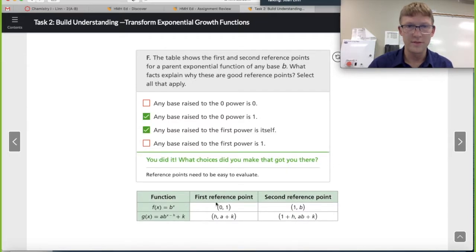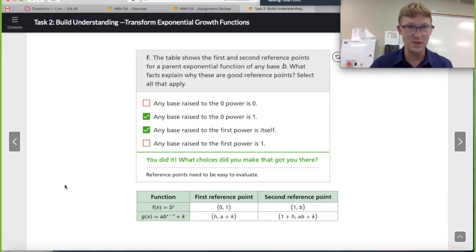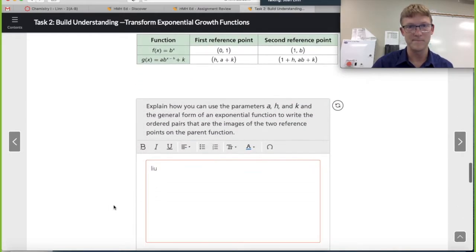So these are going to be our reference points. We're going to end up using these later on to help graph or write an equation based on a graph. So you're going to need to know these reference points, and that's why we pick our reference points, because we can cancel out some of this stuff and it'll make it a little bit easier for us.